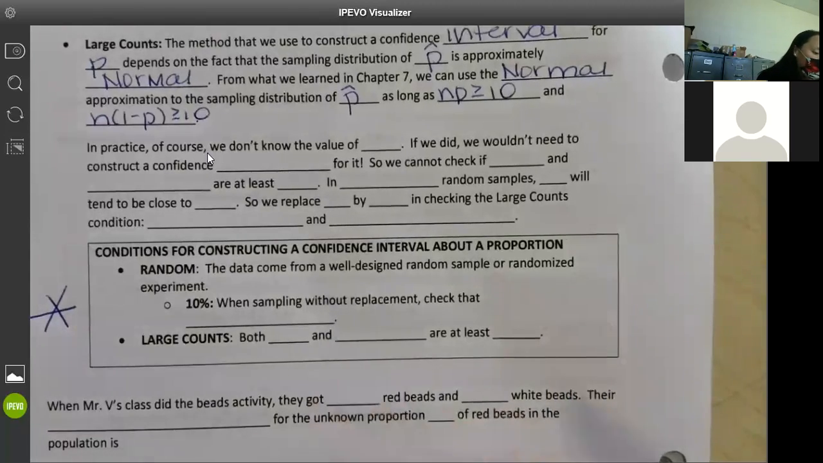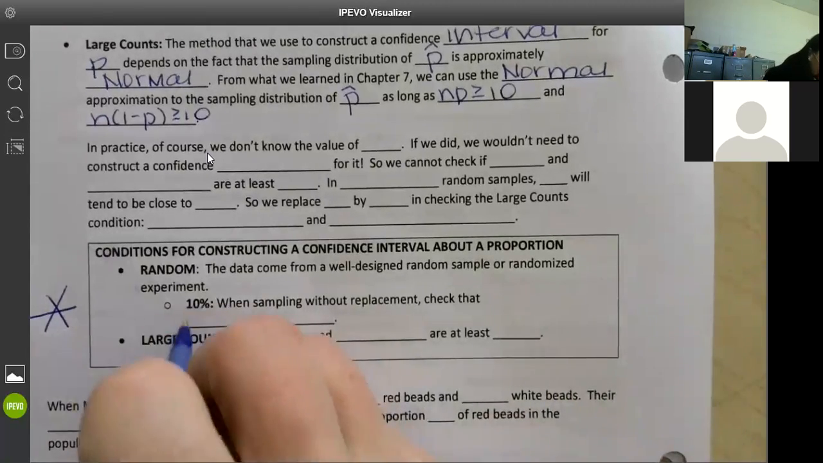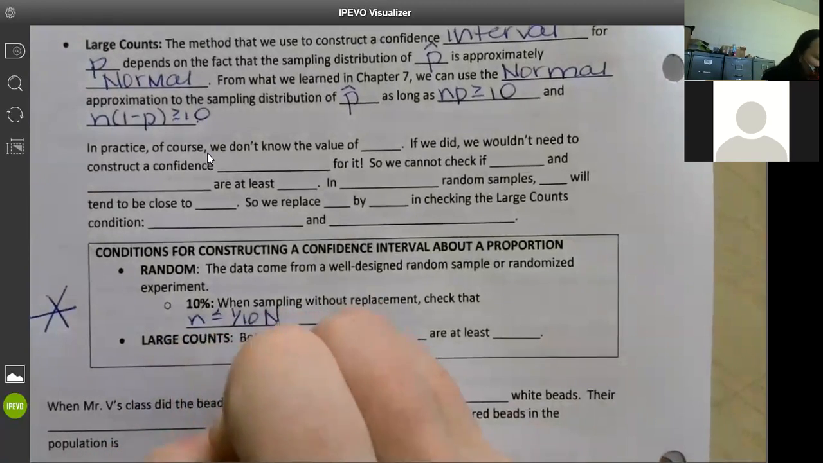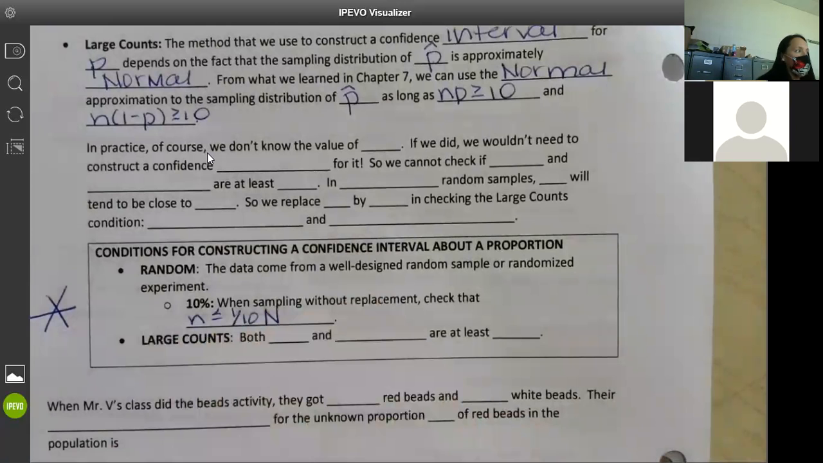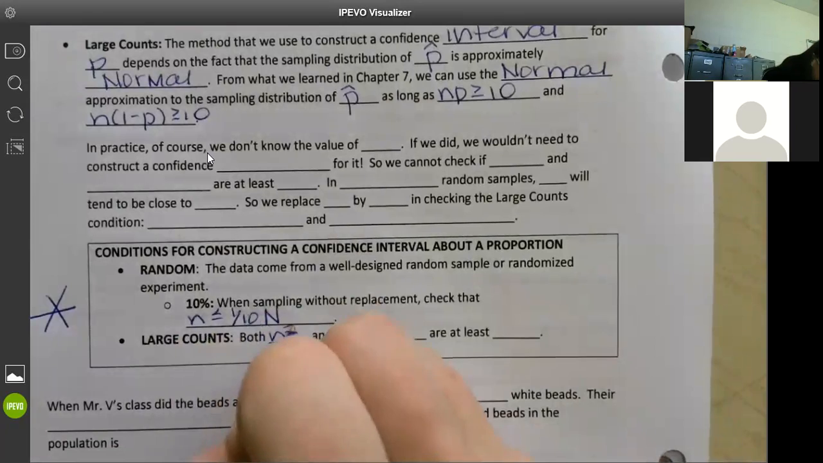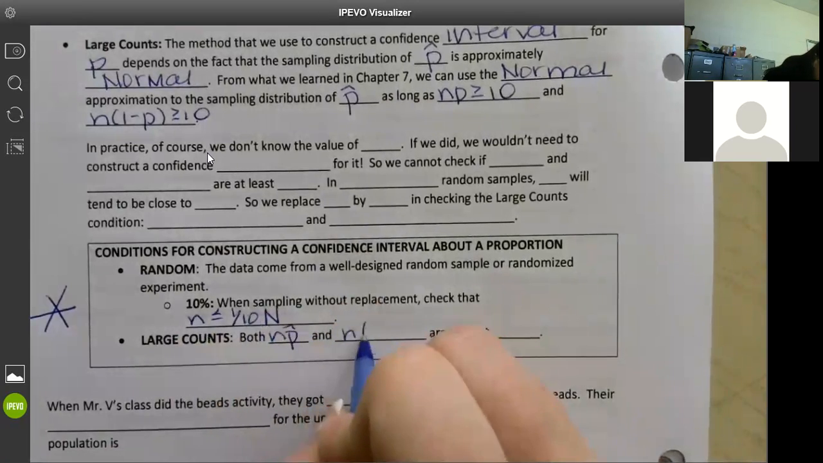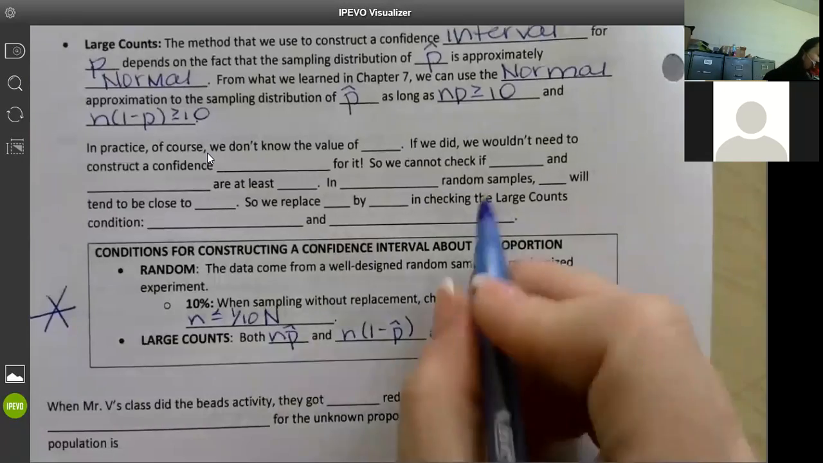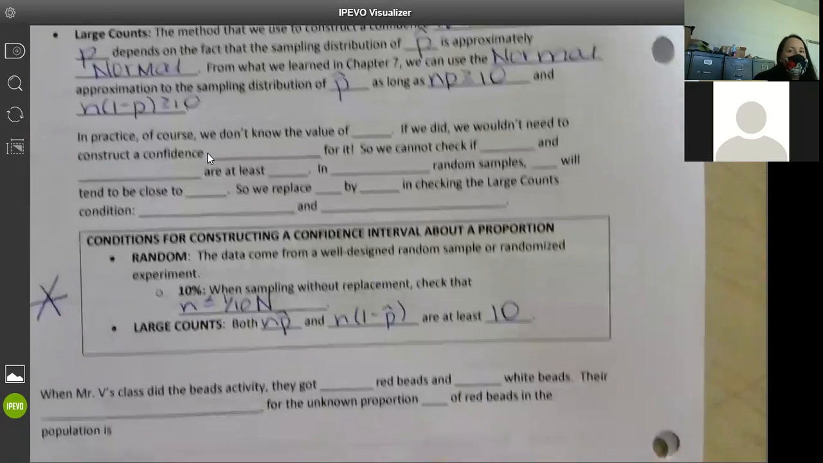Then the 10%: when sampling without replacement, check that N is less than or equal to 1/10 of the population size. Again, that's the 10% rule, where you did N times 10 and then check to see if that population was bigger than that. And then large counts: both N times P hat and N times (1 minus P hat) are at least 10.